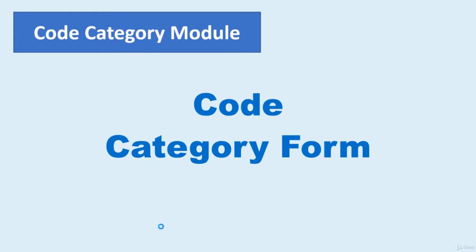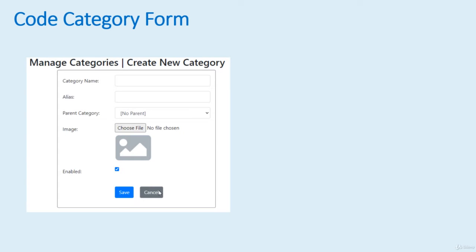Next, you will learn how to code the category form that allows users to create a new category or update an existing one. We need to make the category form look like this with two text fields, category name and alias, and a drop-down list or combo box for selecting a parent category. And the users also can choose an image file to be uploaded as the category image, and a checkbox for the enable status true or false, and the save button and cancel button.